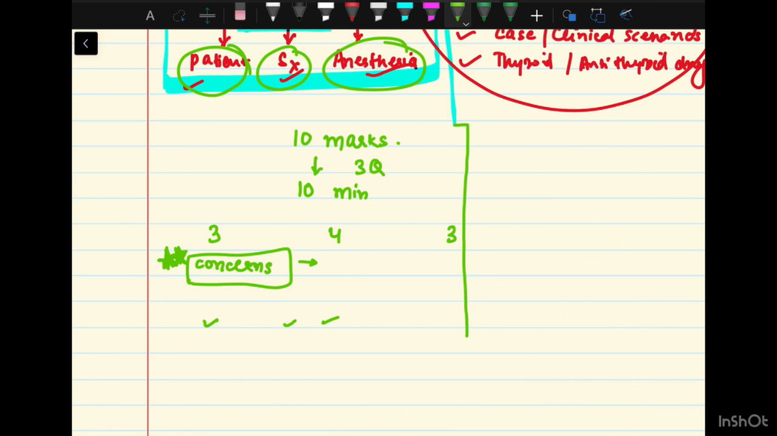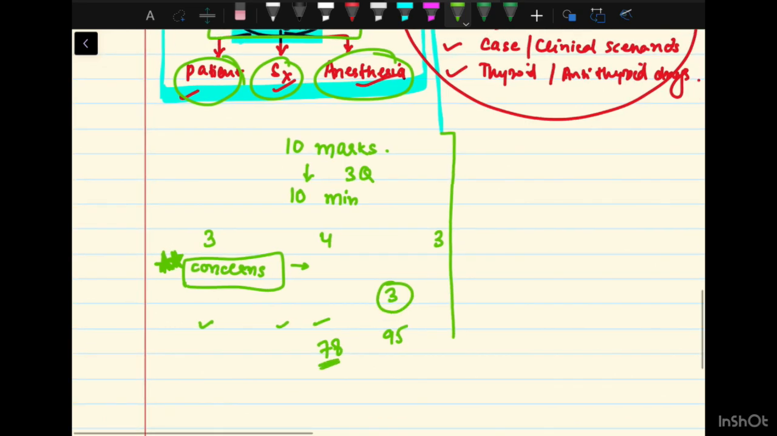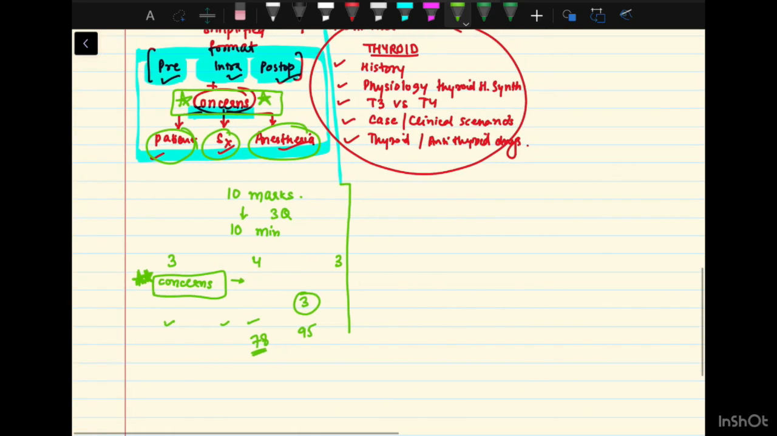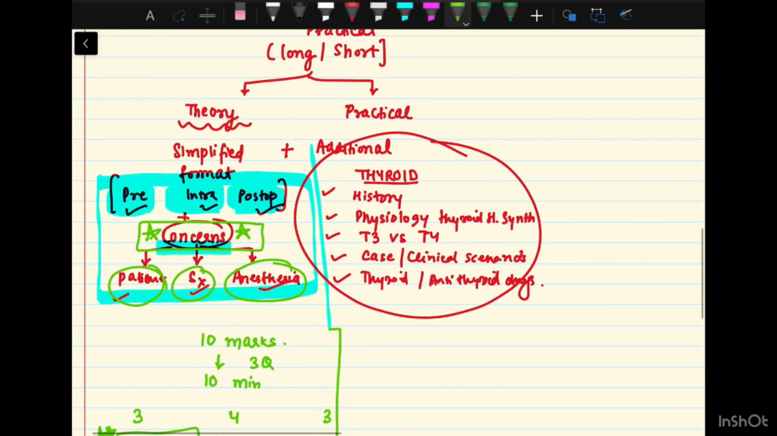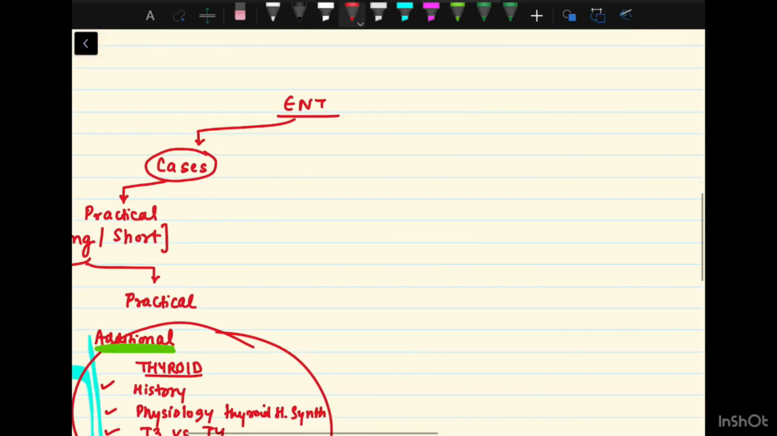For the case scenarios, that is where I got almost full marks in the final exams. That is how I got the highest marks in my third exam, in which I actually attempted only 95 marks and got 78. So it is basically the importance of these concerns which I wanted to focus upon, and to segregate the knowledge from the additional knowledge for the practicals.